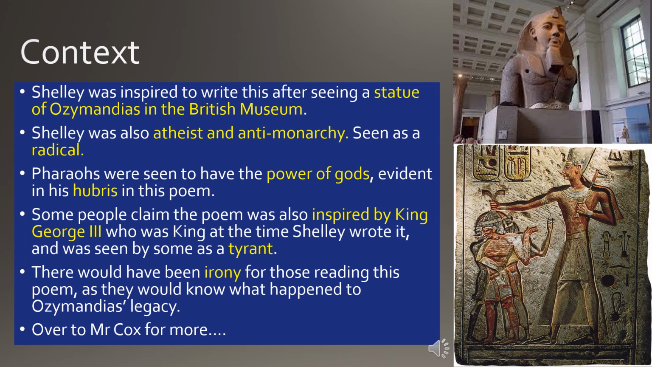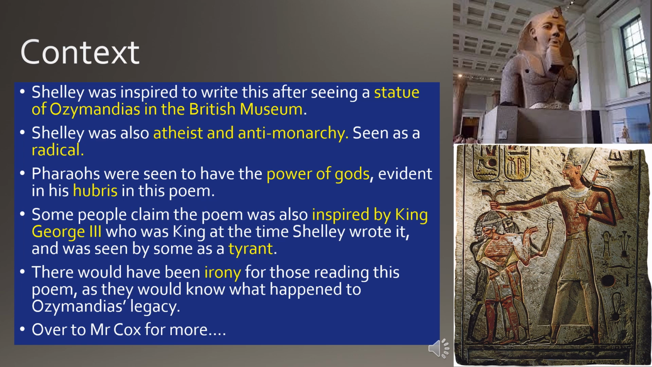First of all, it's worth noting about the production of this poem. The poet Percy Shelley was inspired to write it after visiting the British Museum in London and seeing a statue of the pharaoh Ramesses II. The statue only included the top half of his body, and it led Shelley to wonder what happened to the bottom half.